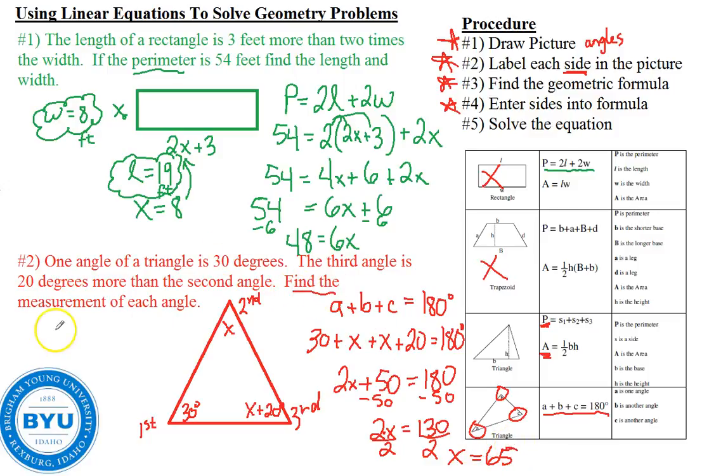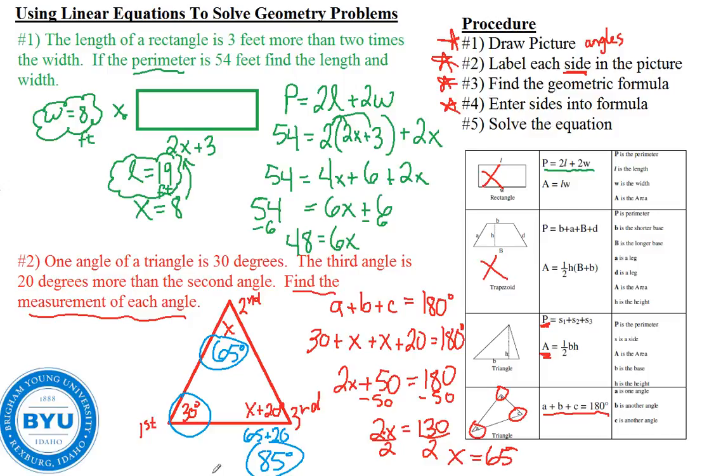Okay, let's go back and answer the question here. We need to find the measurement of each angle. So this one is 30. We already know that. This one, since x is 65, this one is 65. So that's my second one. Ooh, and this third angle is going to be x plus 20. So x is 65, and when we add 20 to that, it'd be 65 plus 20, which is 85. And those are the three angles.